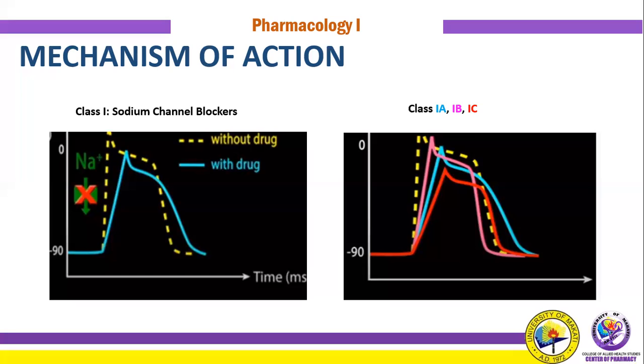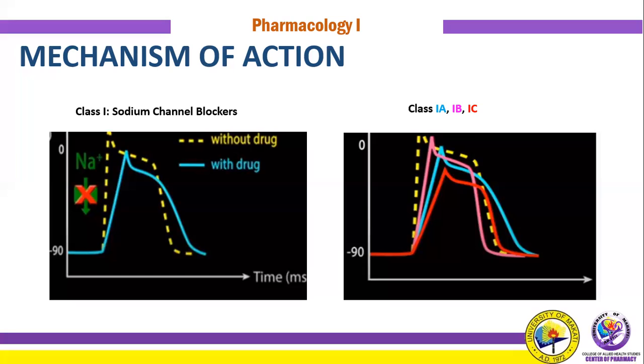Class 1 has subclasses, which are class 1A, 1B, and 1C, which you can see in the second picture. The 1A represents the blue line, 1B the pink line, and 1C the red line. Each subclass defines the strength of the sodium channel blockade, and their effect on the duration of action potential and the effective refractory period.